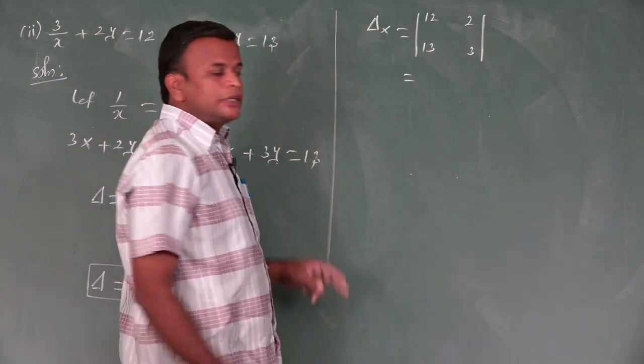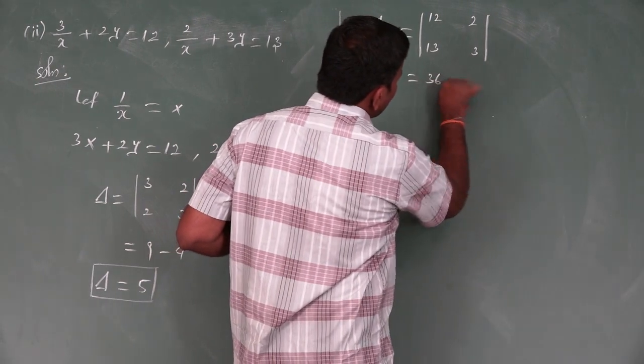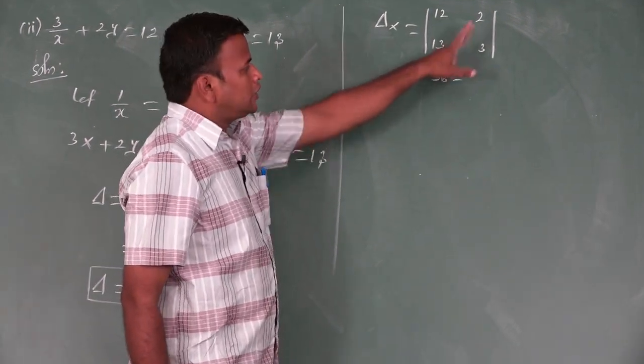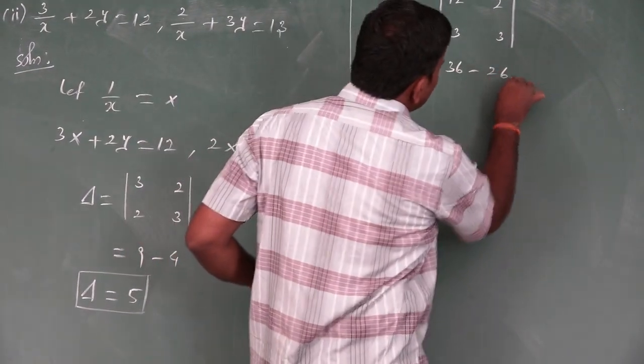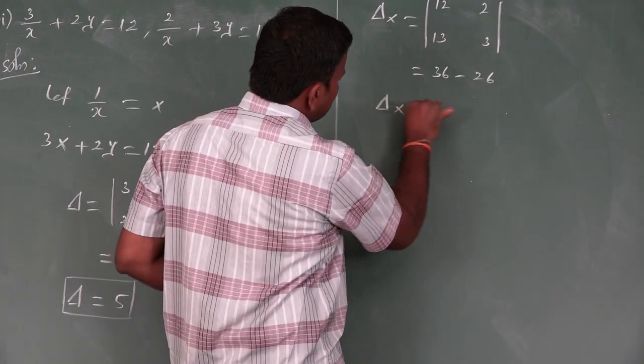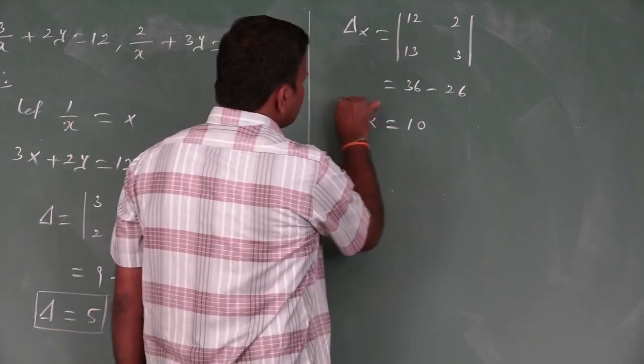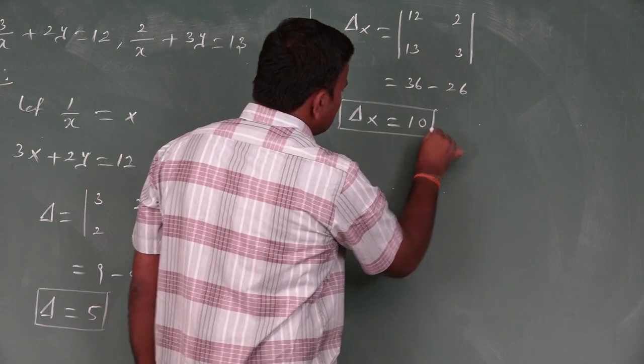12 × 3 is 36. Both are plus, so put minus. 32 is 26. So the value of del capital X is 10. So del x is over.